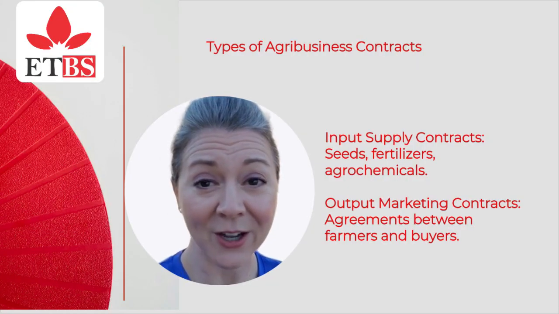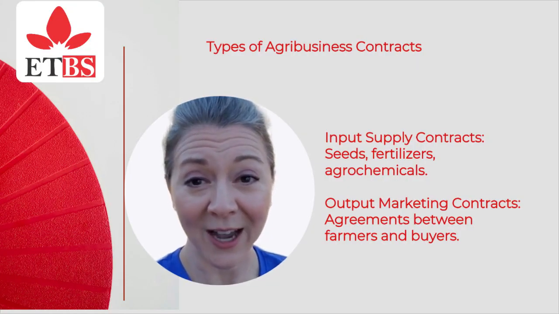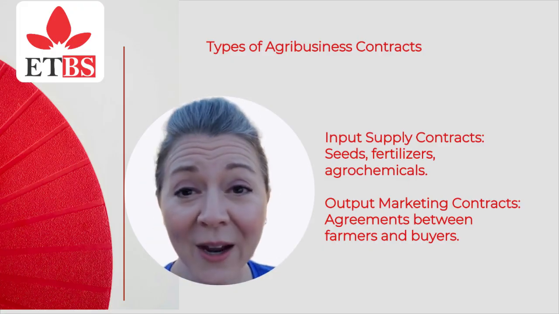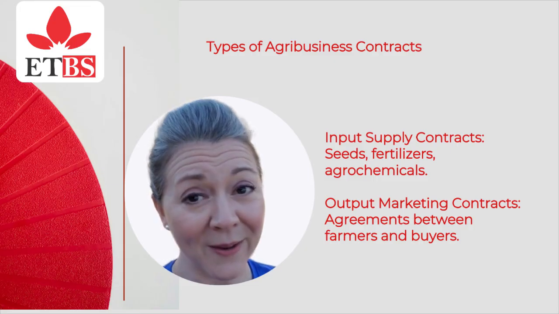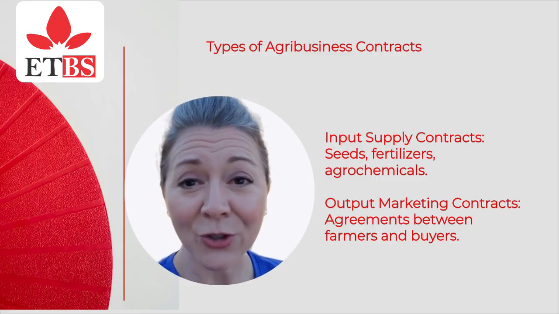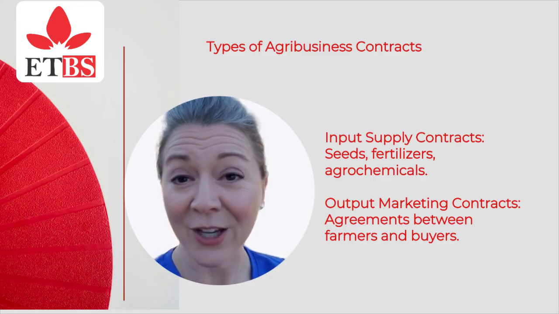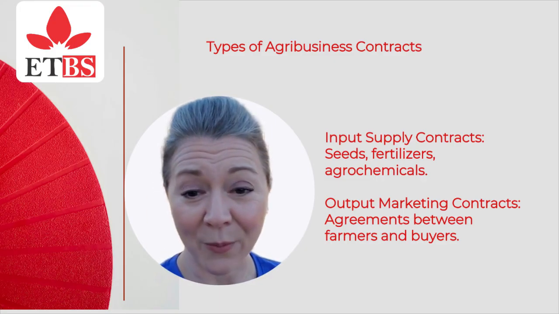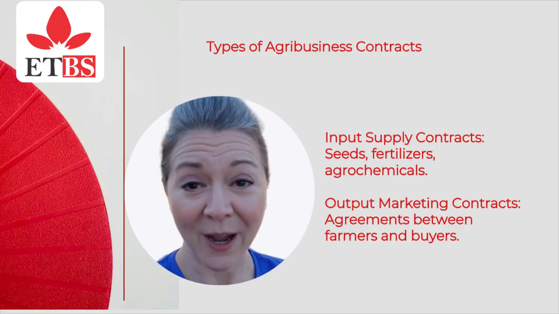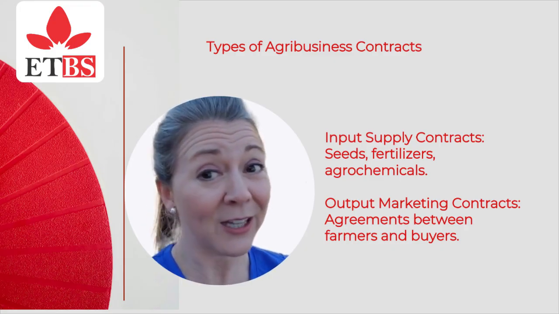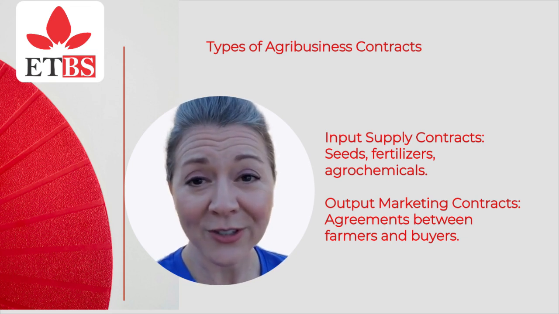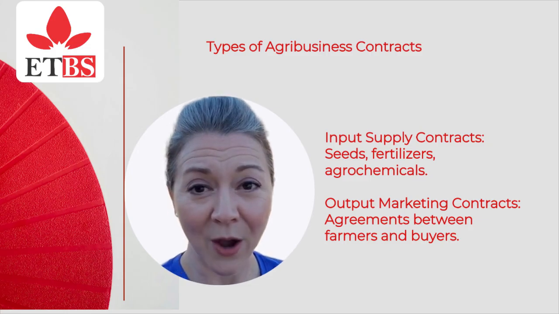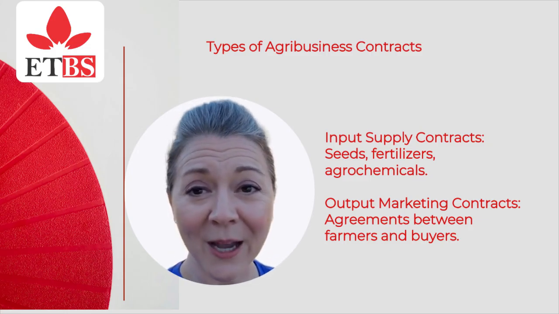Types of agribusiness contracts. Input supply contracts: seeds, fertilizers, agrochemicals. Output marketing contracts: agreements between farmers and buyers. Land lease agreements: terms of land use between landowner and farmer. Credit agreements: lending terms with banks or microfinance institutions. Partnership or joint venture agreements, collaborative projects. Service contracts: hiring transporters, processors, or security services. Franchise and licensing agreements, agribusiness brand expansions, cooperative agreements, farmer group dealings and obligations.